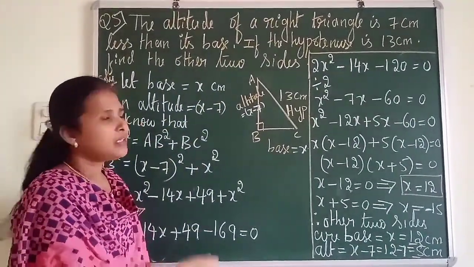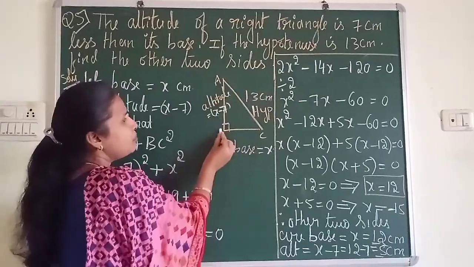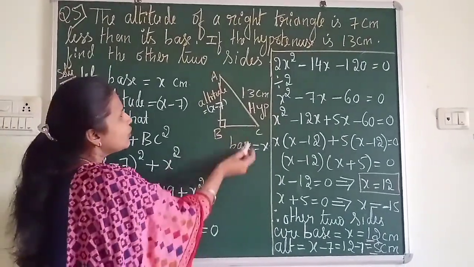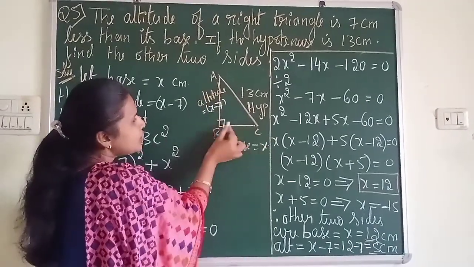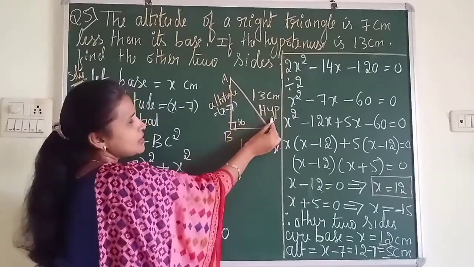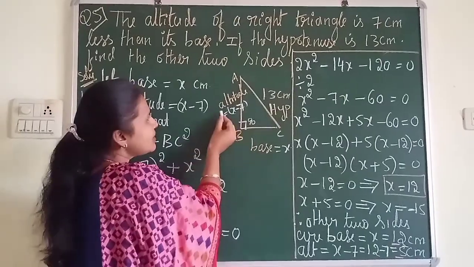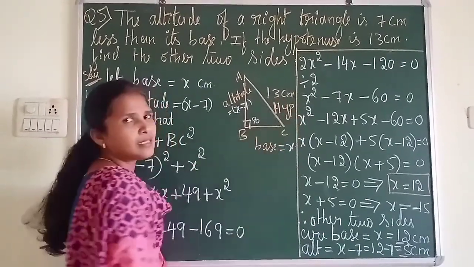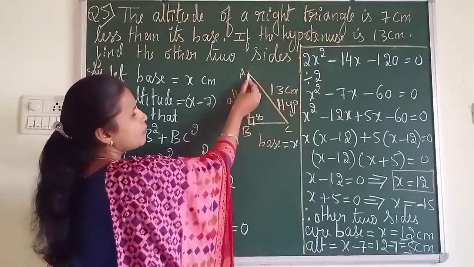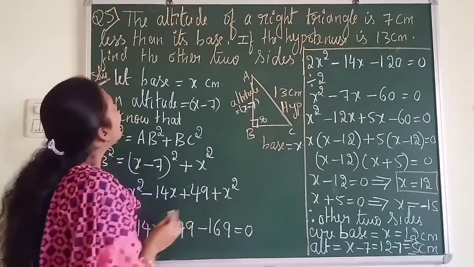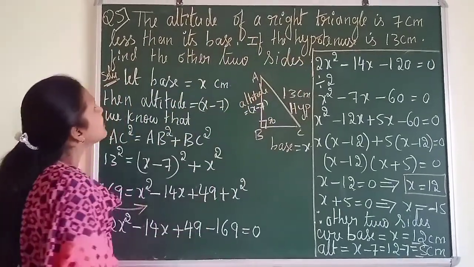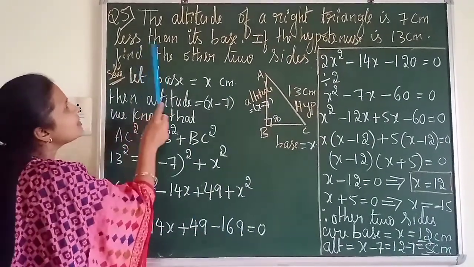Let me take a right angle triangle ABC where angle B equals 90 degrees. You can see the side opposite to 90 degrees is the hypotenuse, and this is the base and this is the altitude. Here it is already given that the hypotenuse is 13 cm. So I have taken the hypotenuse AC as 13, and it is given that the altitude of a right triangle is 7 cm less than its base.